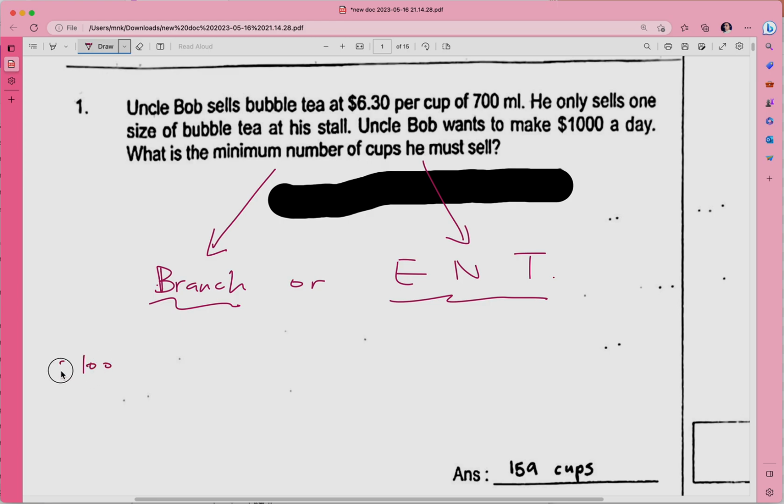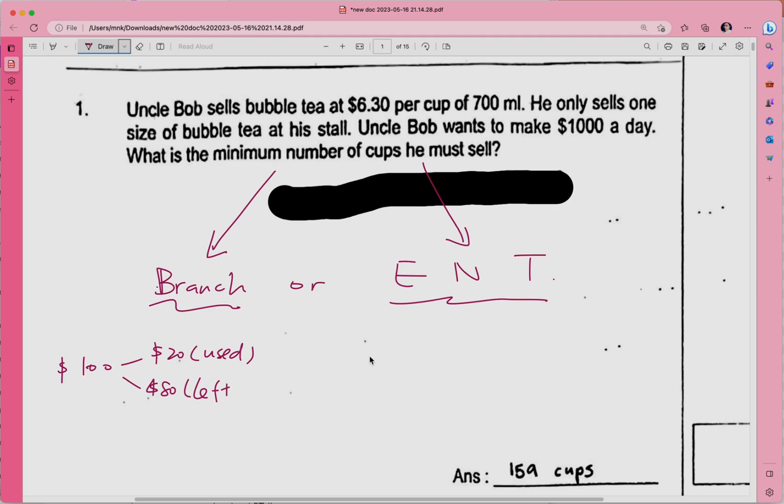structure. Let's say you start with $100, you use 20, and then you end with 80. Then for the ENT, we are going to fill in the details from now on, and the total is always given by the E times the N.